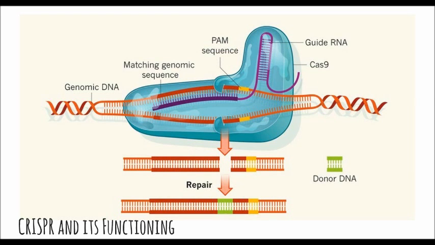This diagram represents CRISPR and its functioning. It shows the genomic DNA, how the CRISPR matches the genomic sequence, the PAM sequence, the guide RNA, and the Cas9 protein.